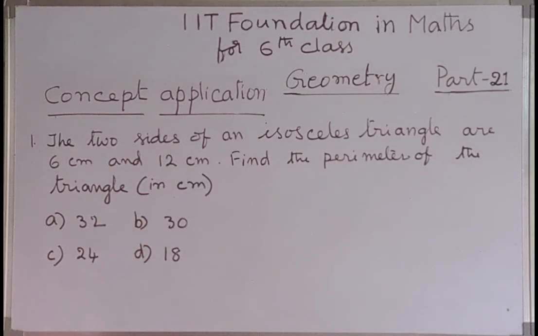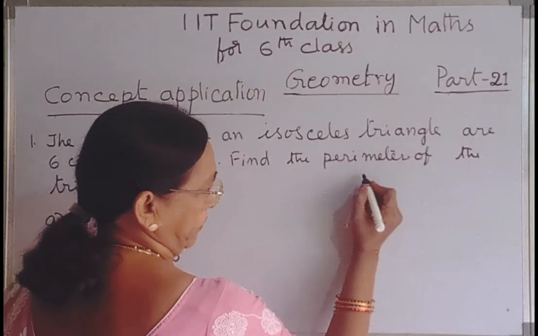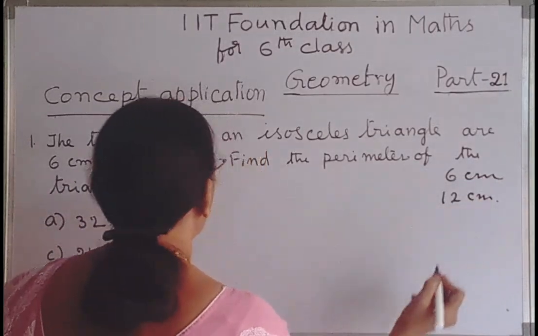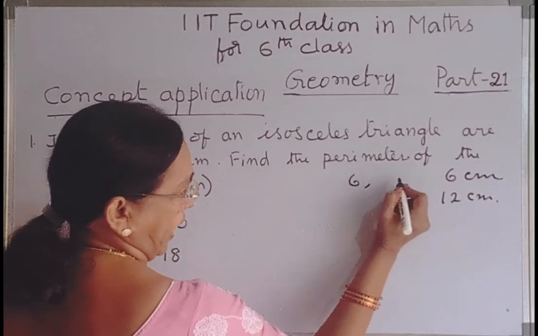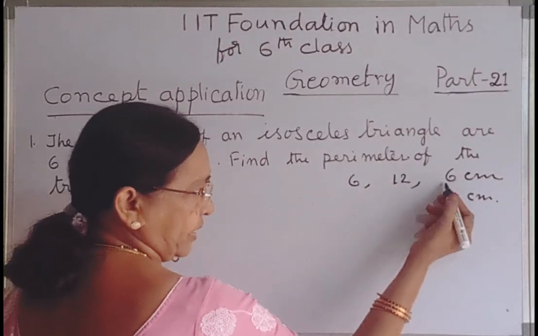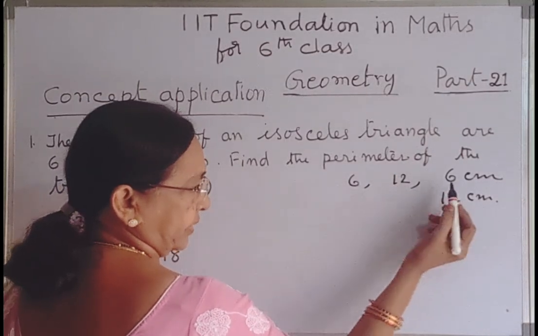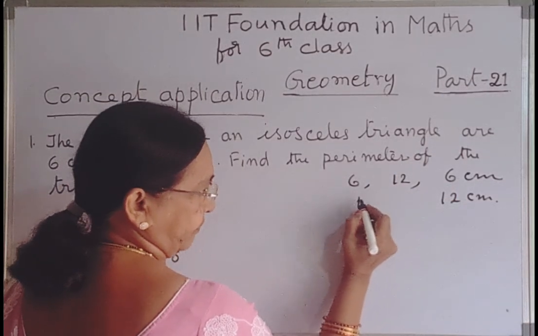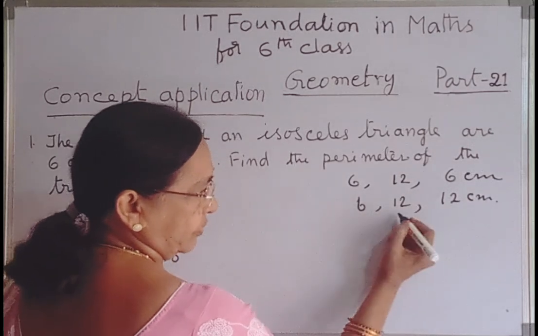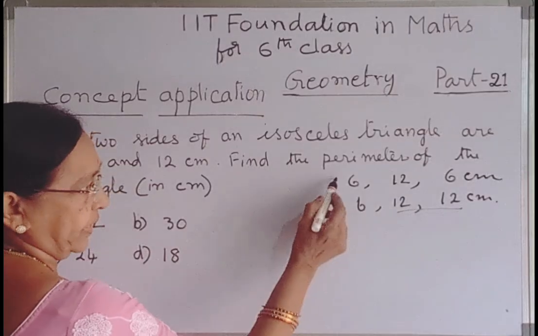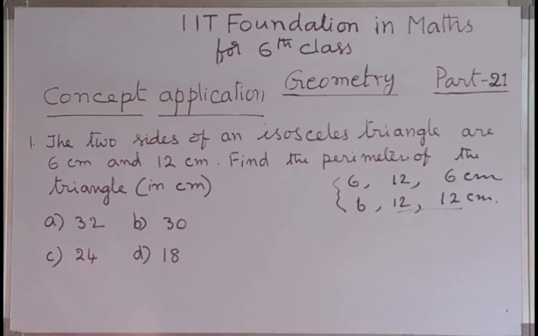So as it is an isosceles triangle, two sides are equal. Therefore, the third side may be 6 centimeters or 12 centimeters, because two sides are 6 and 12. If the third side is 6 centimeters, then two sides are equal and it is an isosceles triangle. If it is 6, 12 and 12, these two sides are equal and it is an isosceles triangle. Therefore, there are two chances for the third side. It may be 6 or 12.